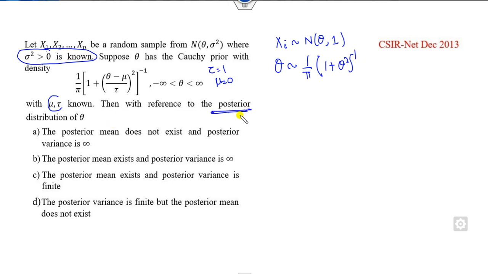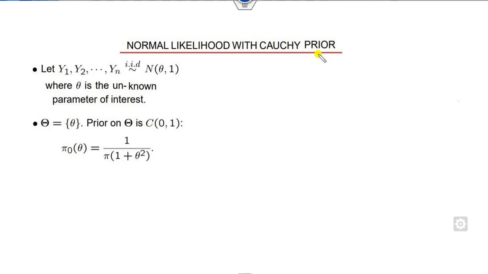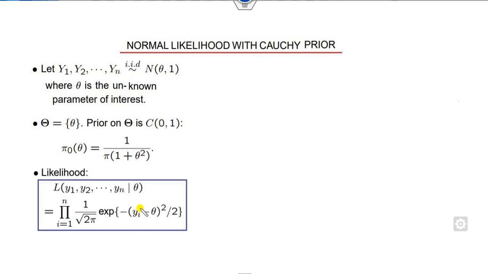Then the posterior distribution of this is very simple. You can see if I consider the X i's here, the Cauchy distribution is this. Can you find the likelihood of this with respect to n, which comes to be here?